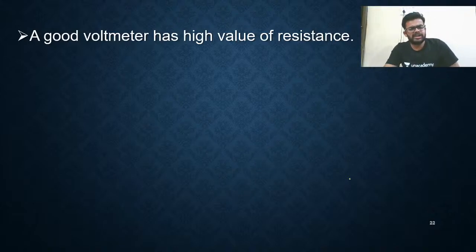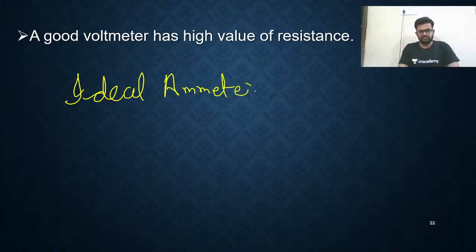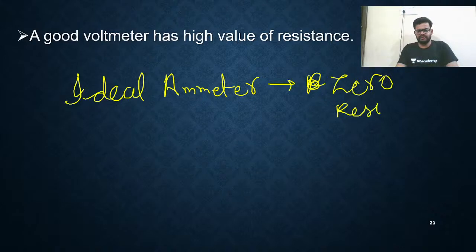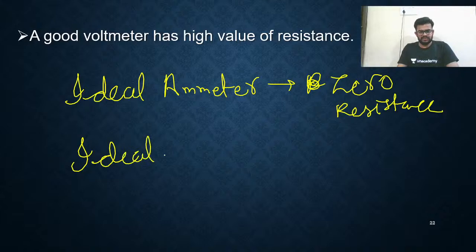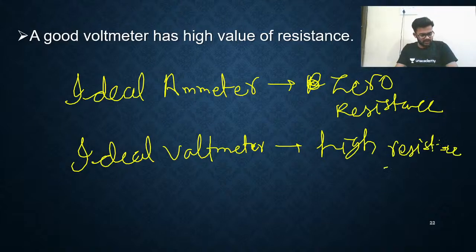A good voltmeter has high value of resistance. My dear friends, as I told, ideal ammeter has zero shunt, zero resistance. Ideal voltmeter has high resistance. Okay, my dear.